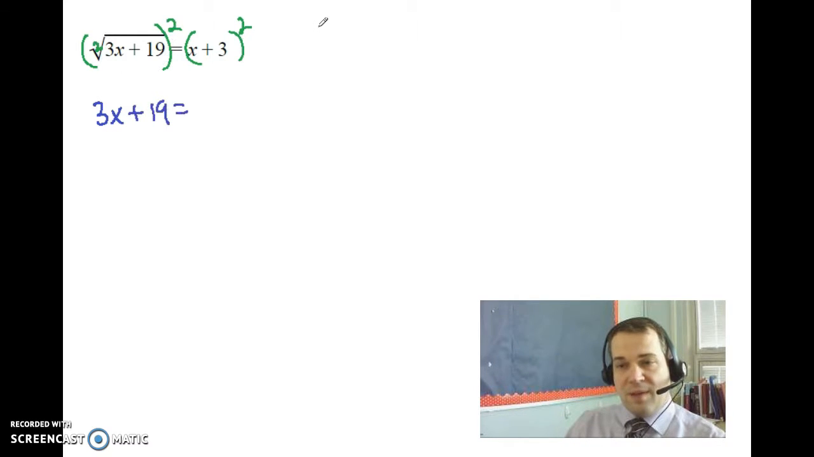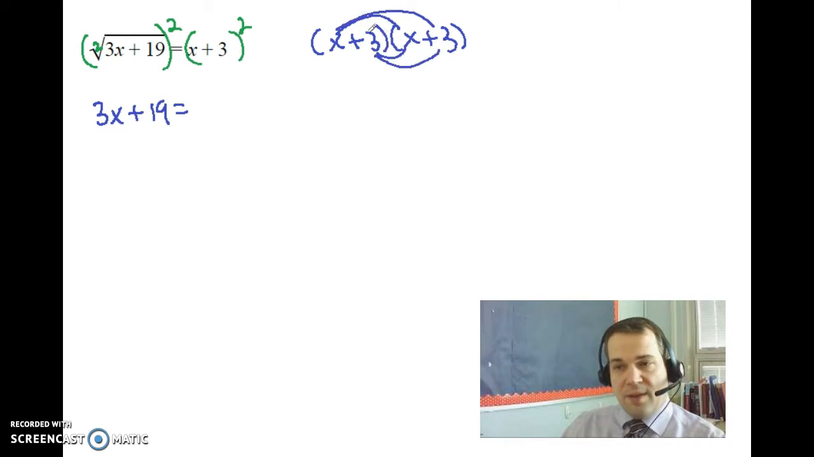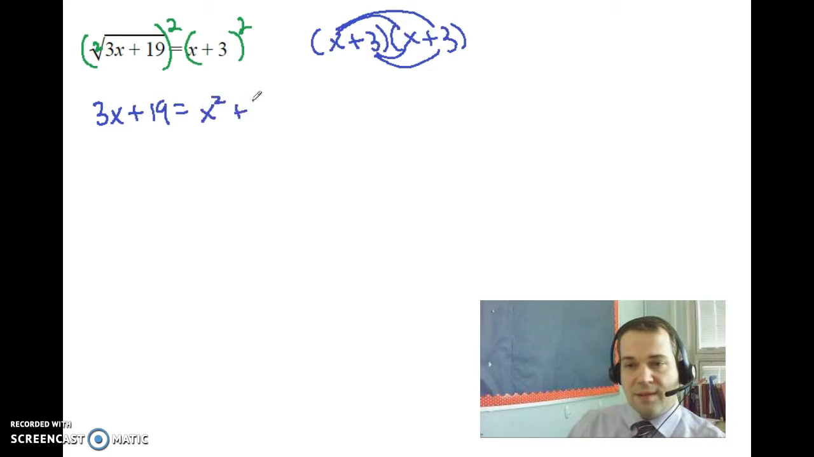On the right side, we just have to think back to our Algebra 1 skills of what x plus 3 squared actually means. It means take x plus 3 multiplied by itself, so we're going to do all this rigmarole. And after we do all these, x times x, x times 3, 3 times x, 3 times 3, and combine like terms, we get the expression x squared plus 6x plus 9.